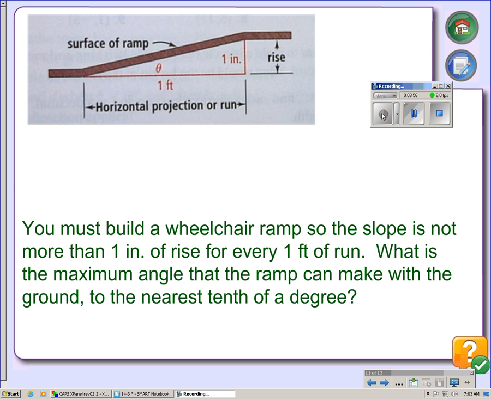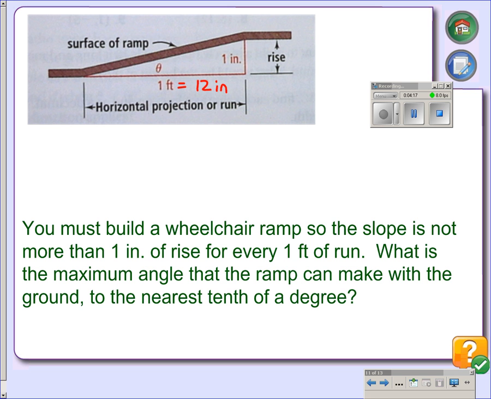Okay, as our last example, let's imagine that we are building a wheelchair ramp, so the slope is not more than 1 inch of rise for every 1 foot of run. First of all, you should notice we're using two different units here, and we should convert. So 1 foot is equal to 12 inches. So let's do that and keep it in inches.